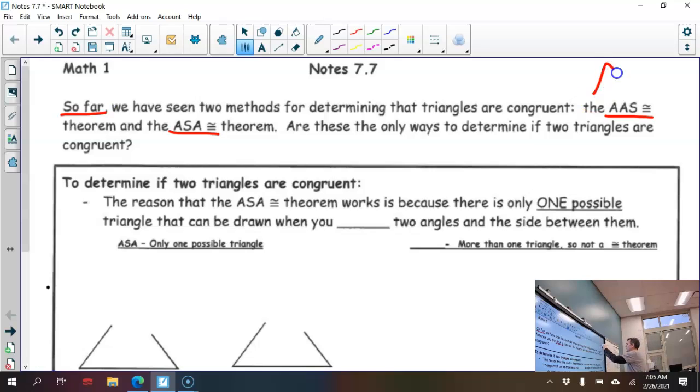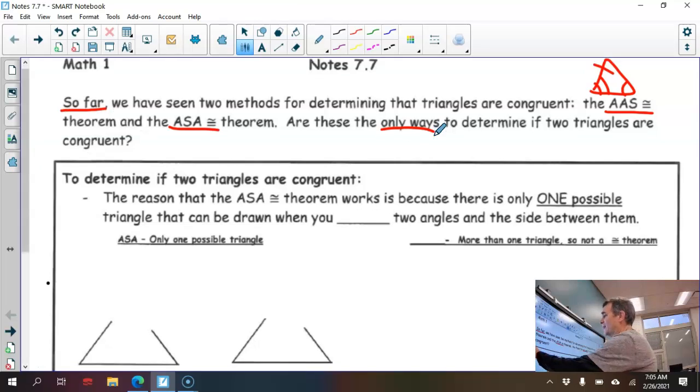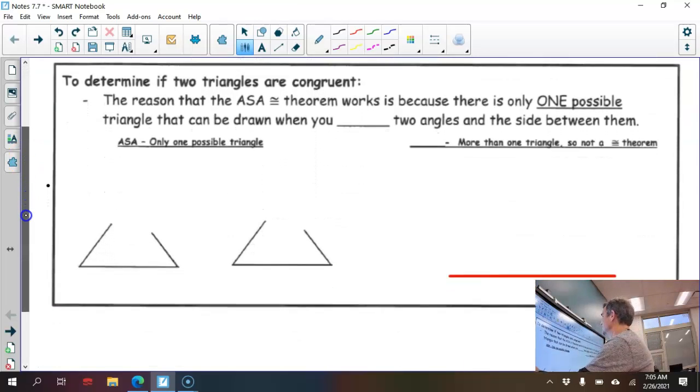You've got the angle-angle-side method, right? That looks like this. You've got two angles and a side not between the two angles. And when they are congruent, the two triangles are congruent. We also have the angle-side-angle theorem. But my question is, are these the only ways to determine if two triangles are congruent? And I want to look at one of them and see.